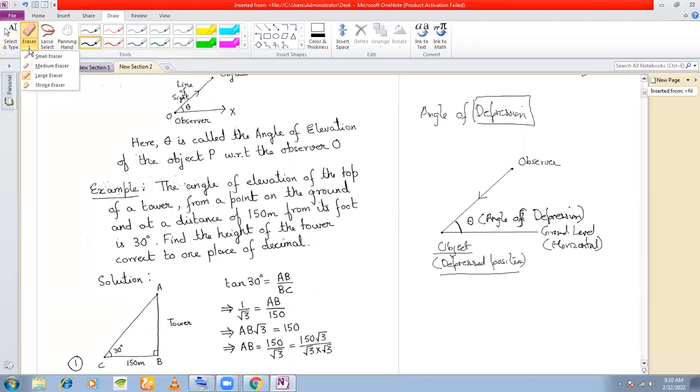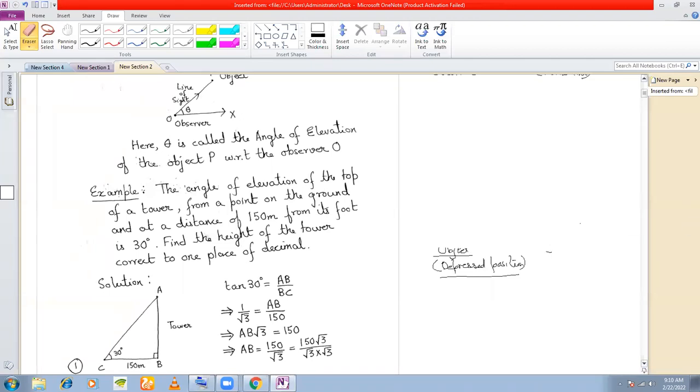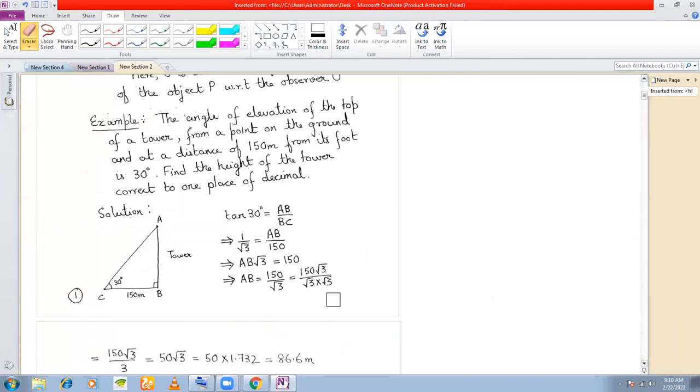Let's see a worked out example based on angle of elevation and angle of depression in order to understand the concept better. Look at this question, the example that I have given you. The question is: the angle of elevation of the top of a tower from a point on the ground at a distance 150 meter from its foot is 30 degree. Now there is certain information that you must understand here. First of all, when they are talking about angle of elevation, angle of elevation of what? Angle of elevation of the top of the tower.